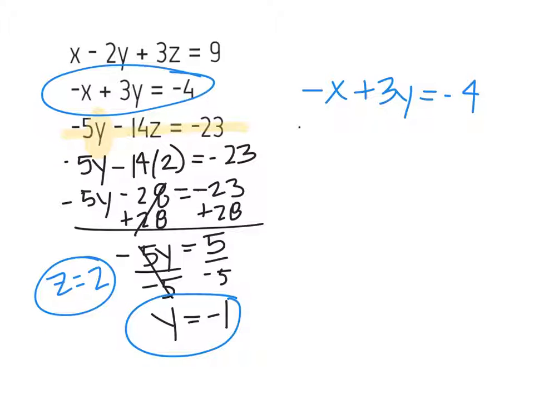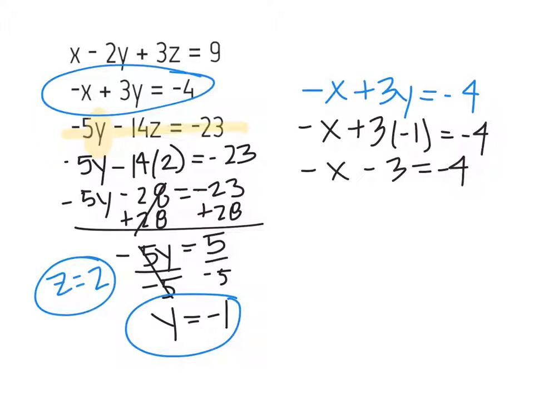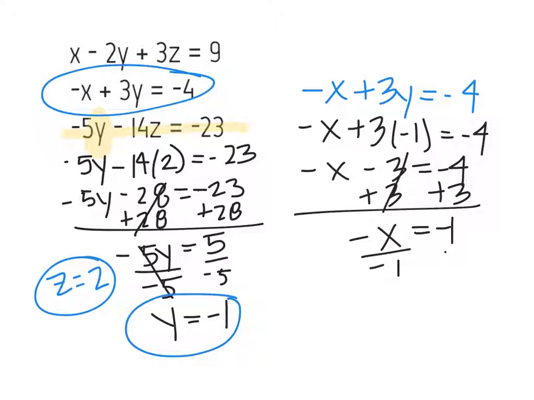So we get negative x plus 3 times negative 1 equals negative 4. Now solve for x. Get negative x minus 3 equals negative 4. Add 3 to both sides. You get negative x equals negative 1. Then divide by negative 1 to get rid of the negative, and we get x equals positive 1. So there's our other part of our answer.